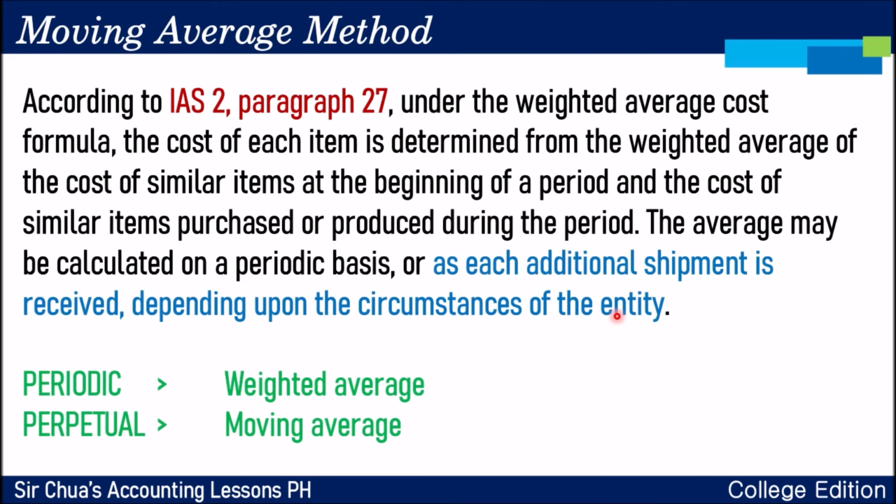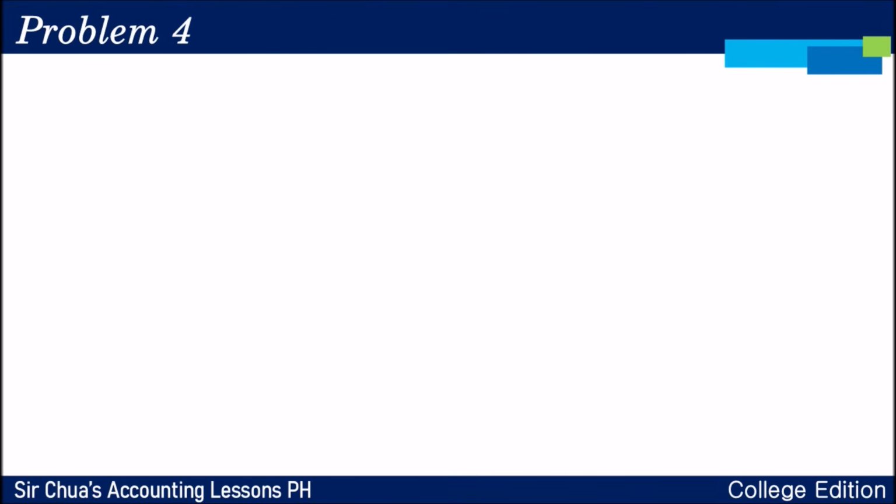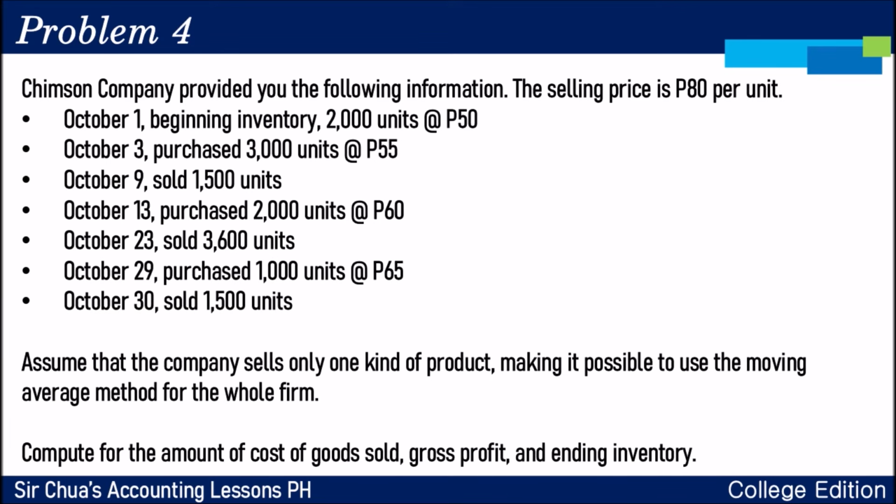So usually, if the company prefers na mag-periodic system lang, then pwede nilang gamitin is the weighted average. But if you think it's more applicable na mag-compute ng average cost kada bagong purchase, then you use the perpetual method of moving average. Okay? Let's use the same problem for problem number 4. Ang papakita naman po natin is moving average method.